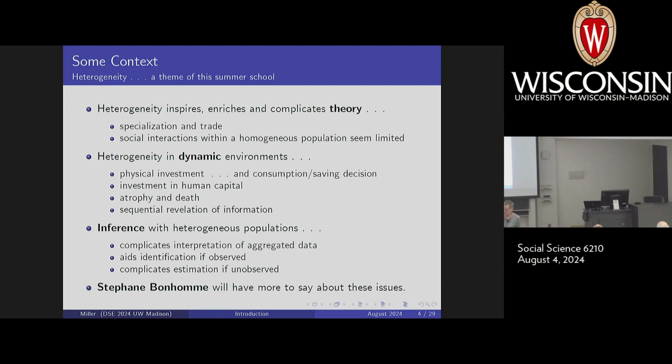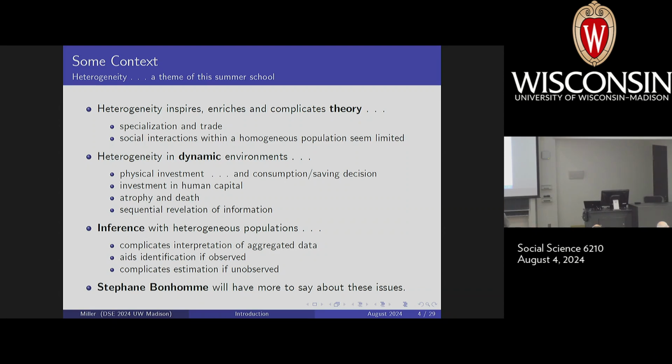Inference is difficult, or more difficult. First of all, it complicates the interpretation of aggregated data, because you've got a bunch of different people being summed up, and you say, well, here's GDP per person or something. Well, per which person? Per which composition of people? The ones that report? I don't know.